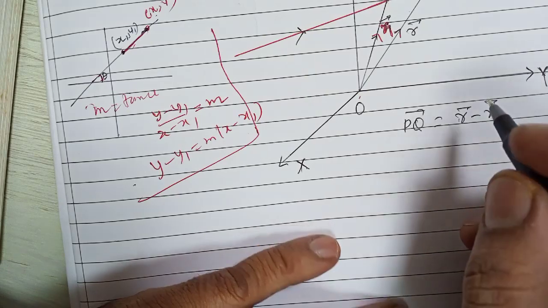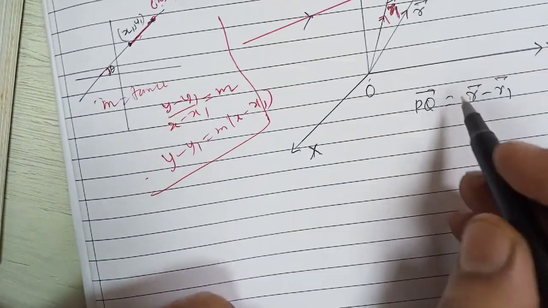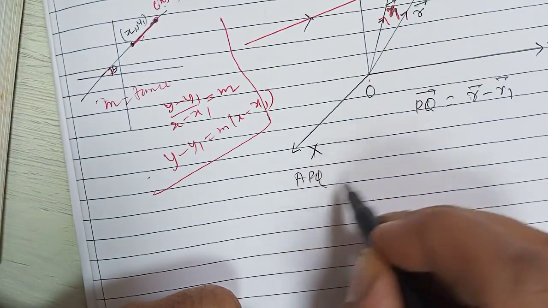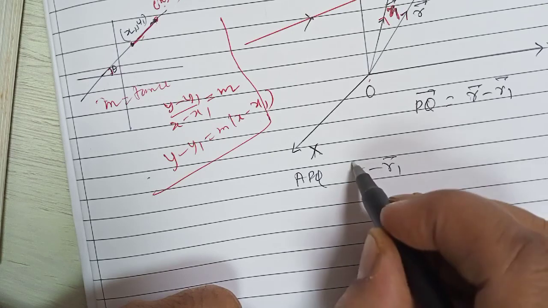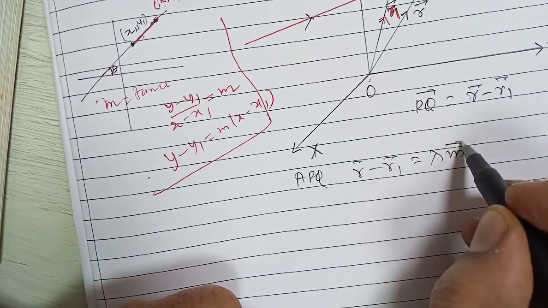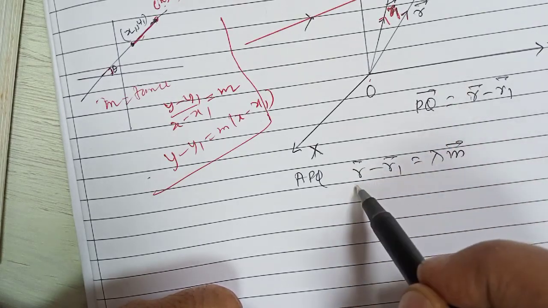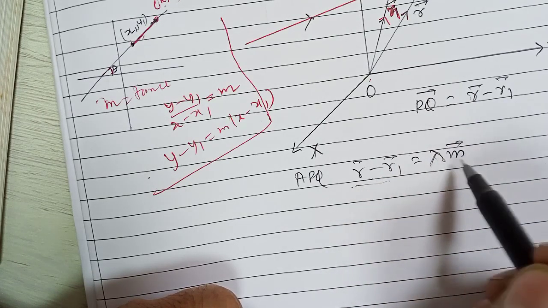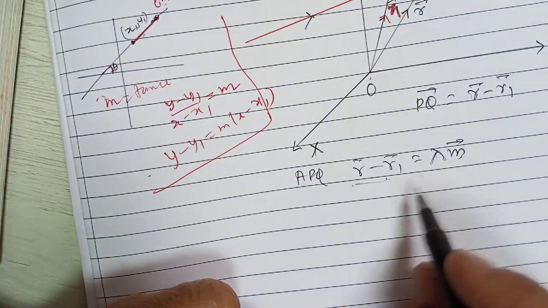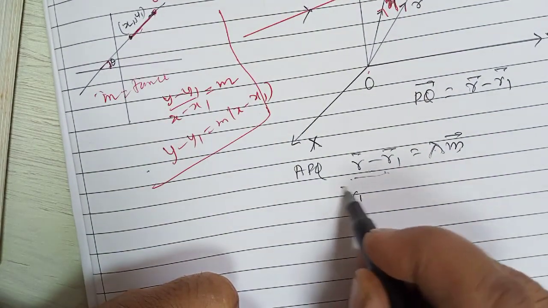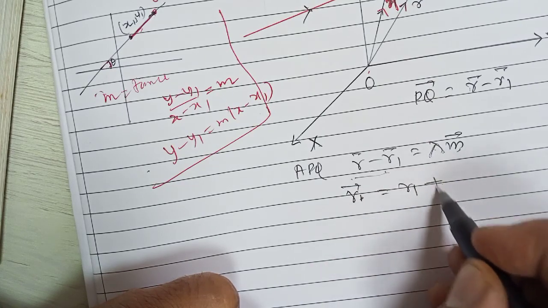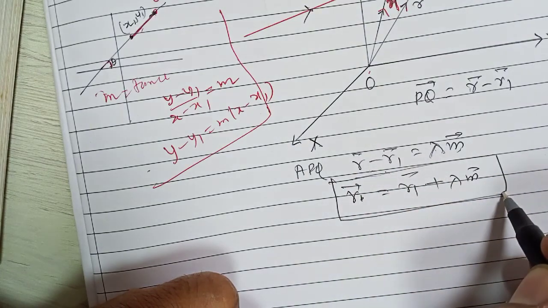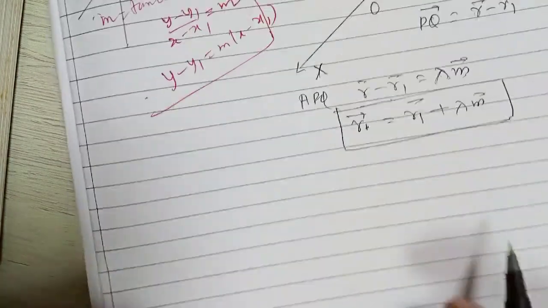Again this line is parallel to this. So as per the question, R minus R1 vector will be lambda m. If two lines are parallel, then the direction of one is a scalar multiple of the other. Then R vector is equal to R1 plus lambda m. So this is one.